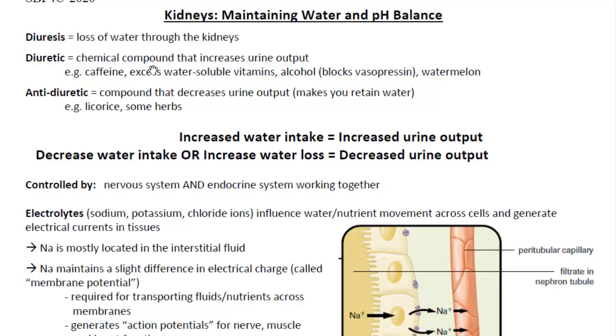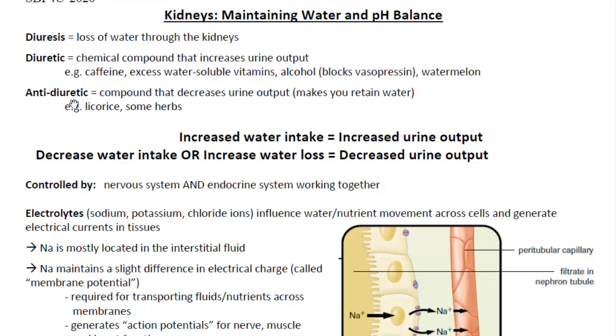Diuretic is any chemical compound that causes diuresis. So diuretic would be increasing urine output. Things like caffeine, lots of water-soluble vitamins. If you're having too many vitamin Bs, they will be excreted in the urine as well, and that'll draw water out. Alcohol, which blocks another chemical called vasopressin. And then watermelon as well. Surprisingly, watermelon is also a diuretic.